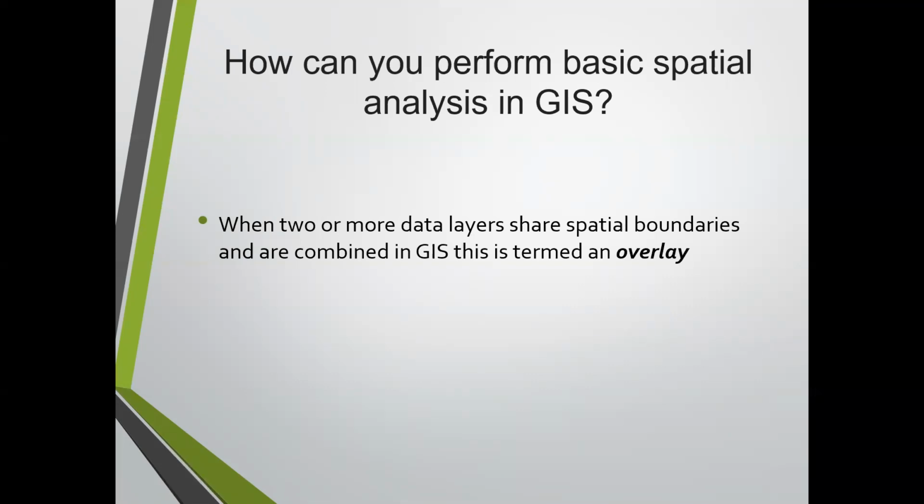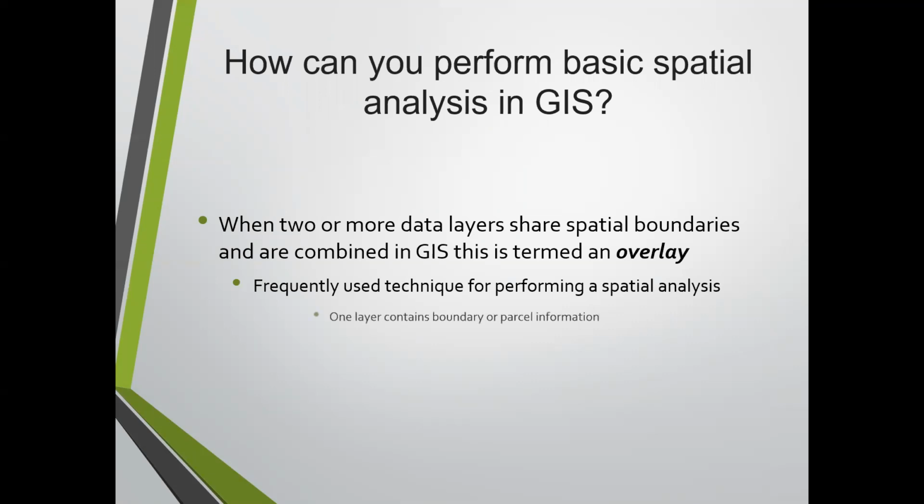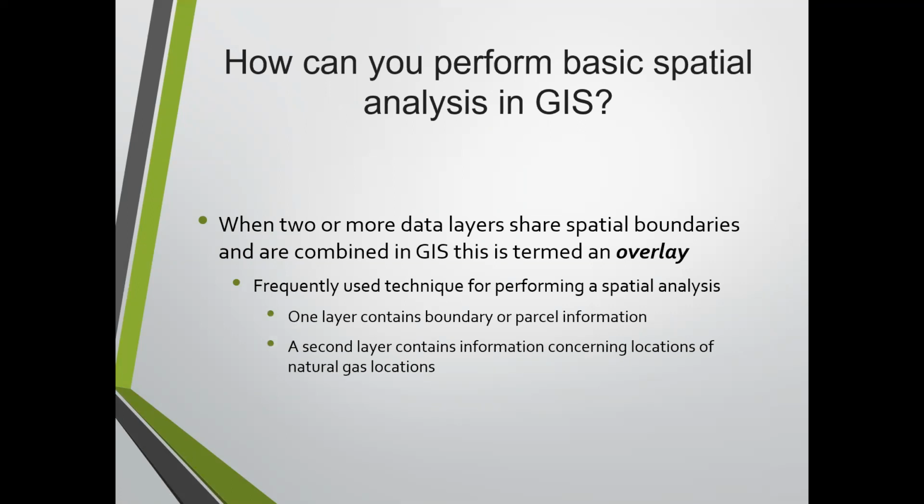But overlays work really effectively in raster, and they can actually be very quick operations, sometimes quicker than their vector counterpart. So this is a frequently used technique to do any kind of spatial analysis. And from this, what you're going to get is usually an output layer. Here's an example. You may have one layer that contains boundary or parcel information, and a second layer that contains information concerning natural gas locations. When you overlay those, you're going to be able to determine where those gas locations occur in parcels or near parcels.